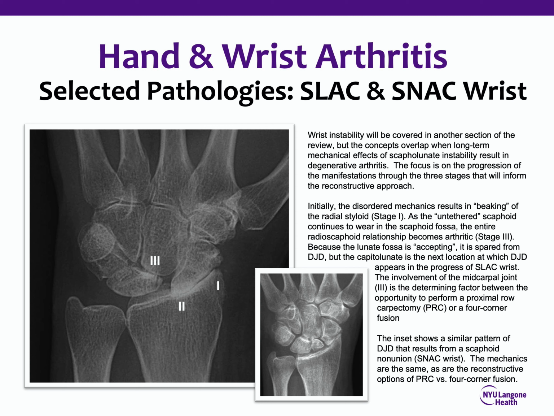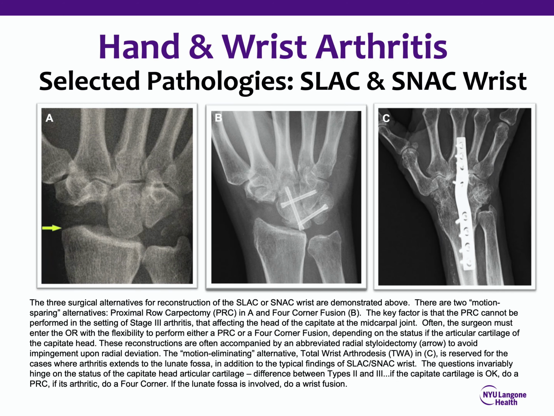The next place that arthritis occurs is at the mid-carpal joint, and it's going to be that determination of the quality of the capitate head that is going to point you toward one reconstructive option or another. So here you see the three most popular reconstructive options.